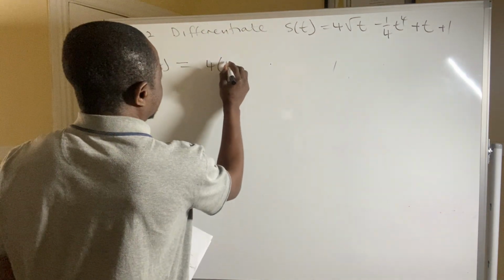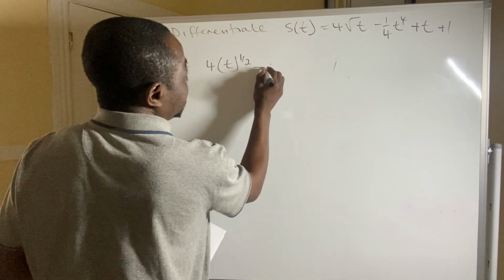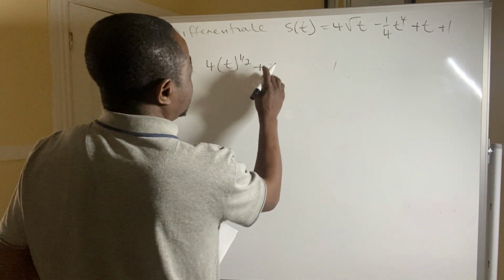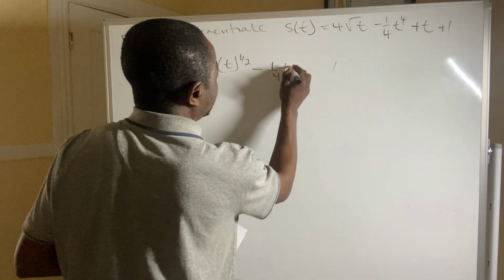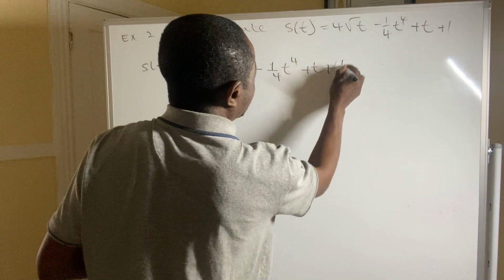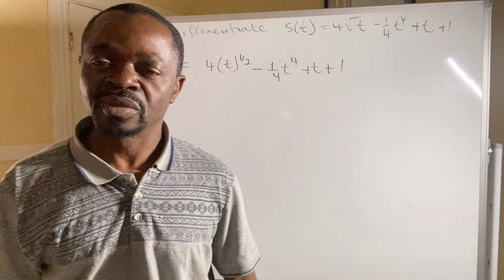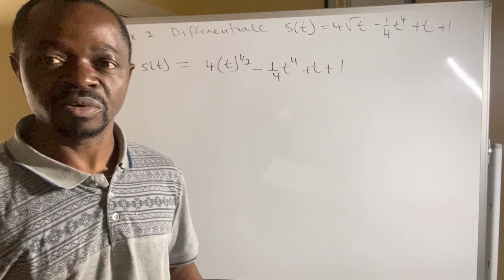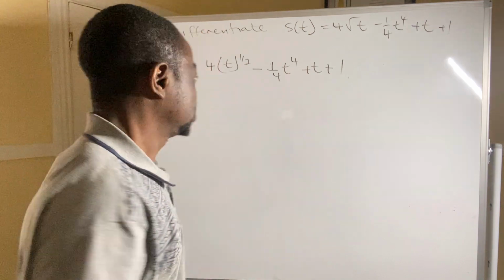So this is t raised to the power half. Then this is plus, that's minus 1 over 4 t to the power 4 plus t plus 1. So we can now apply our rule, or our formula. That makes it very simple for us to solve.